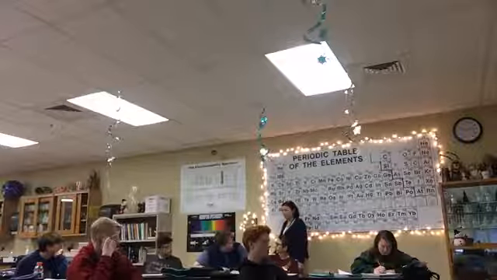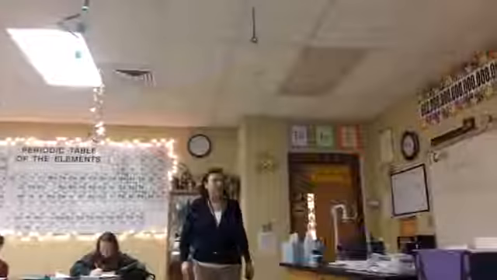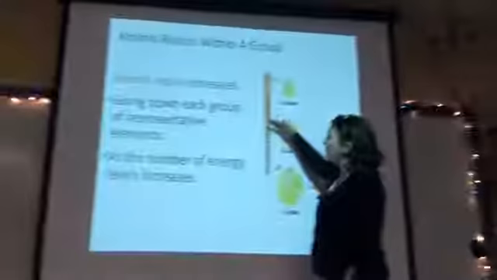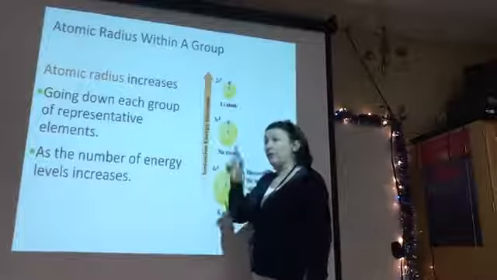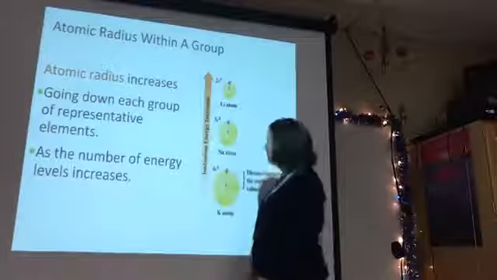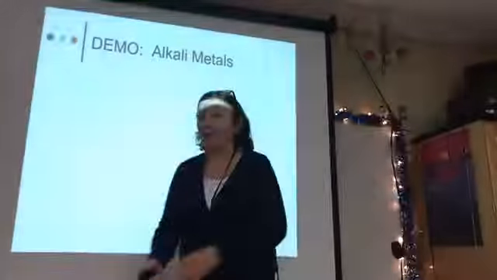So far, so good. Now let me show you some of this stuff. Real quick, guys, I want to show you this next slide. So the atomic radius increases going down each group of representative elements only. These are our s blocks and p block. Okay? So now we're going to look at the alkali metals.